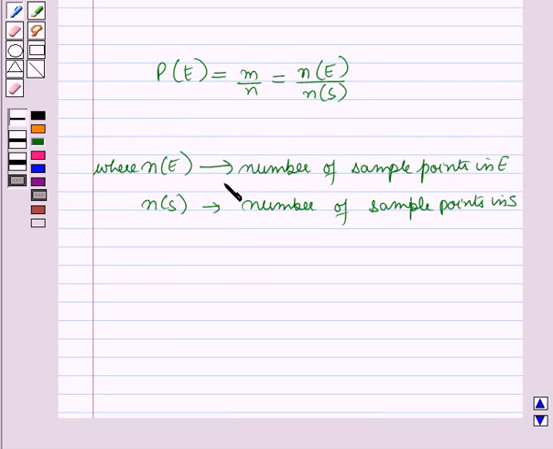Now let us discuss the working rule for calculating probability. For this, in the first step, we will find the number of elements in the sample space S of the given random experiment. Then, in the second step, identify the elements which are favorable to the event E in the sample space S whose probability is required. Then, the required probability is n of E over n of S.